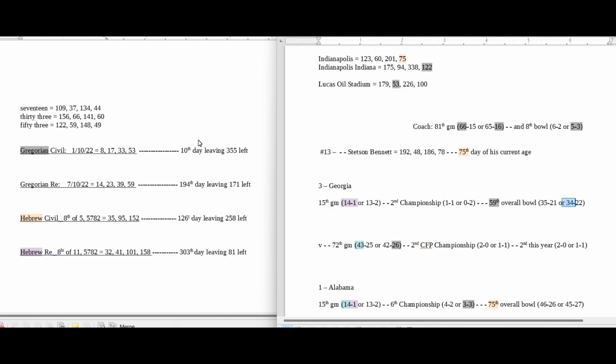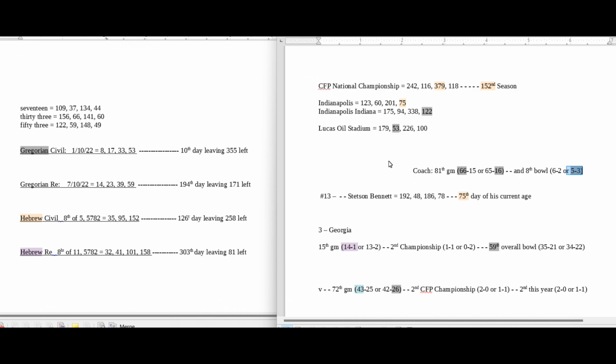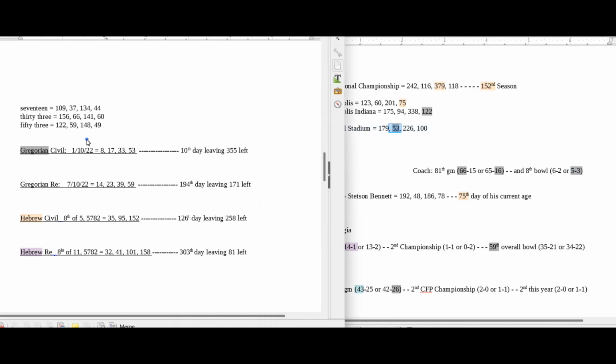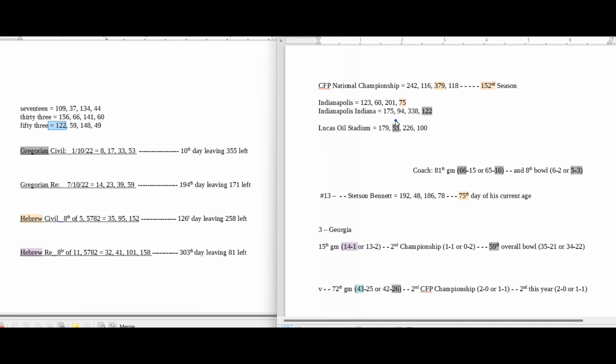Again, today with 53 date numerology on the Gregorian, Georgia coach would get his 16th loss for his career, 53 the 16th prime number, as he becomes 5-3, like 53, for a bowl record in his career. This game is being played at Lucas Oil Stadium, which sums to 53. 53 also sums to 122. Indianapolis, Indiana sums to 122.